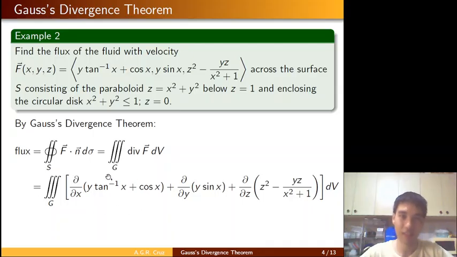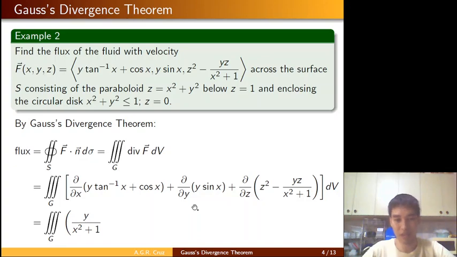So for this one, when you take its partial with respect to x, what should you get? For the first term, the y comes out with respect to x, multiplied by the derivative of tangent inverse of x with respect to x. What is that derivative? It is 1 over 1 plus x squared, no? So you have y times 1 over x squared plus 1, of course, you get y over x squared plus 1. And then plus the derivative of cosine x with respect to x, that should give you negative sine x, no? Okay, these two are done.